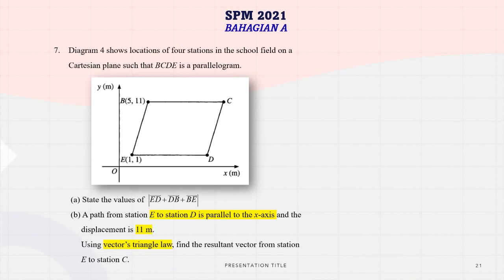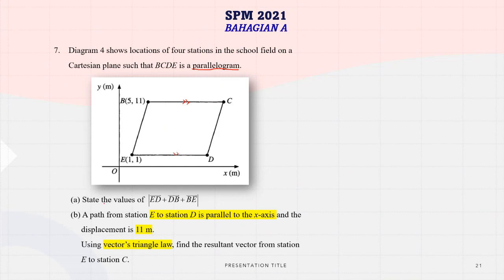Okay, number 7, diagram 4 shows location of 4 stations in a school field on a Cartesian plane such that BCDE is a parallelogram. So kalau parallelogram, kita tahu dia punya characteristic of the parallelogram, dia punya properties, dia mesti parallel kan, yang atas ni mesti parallel sama, dan in terms of length, all that, so that yang CD and BE pun dia parallel, dia adalah in terms of length, dia sama.